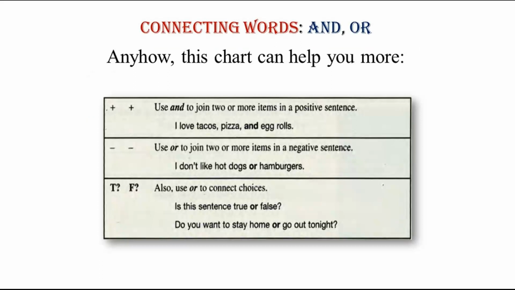Is this sentence true or false? So I have two choices, whether it is true or whether it is false. Do you want to stay home or go out tonight? You have two choices, which is staying home or you can go out tonight. This chart can be more obvious and concludes everything.